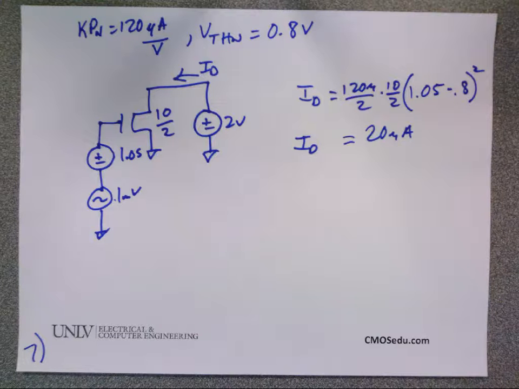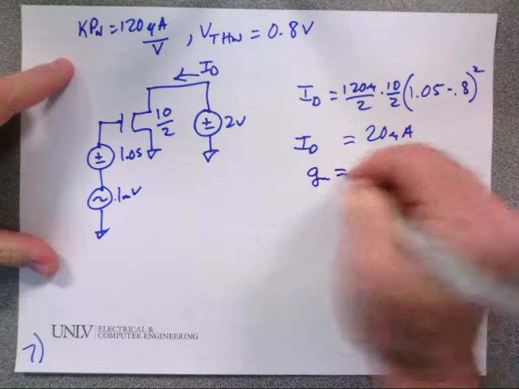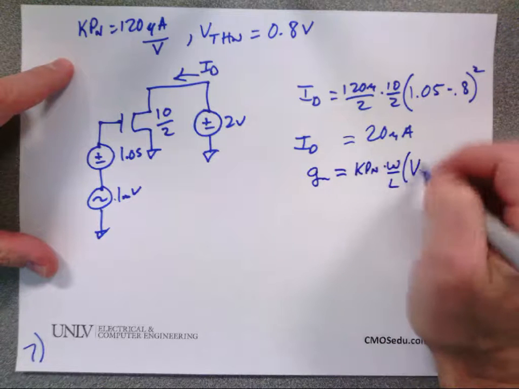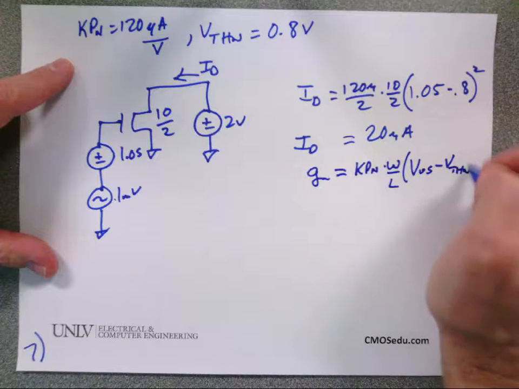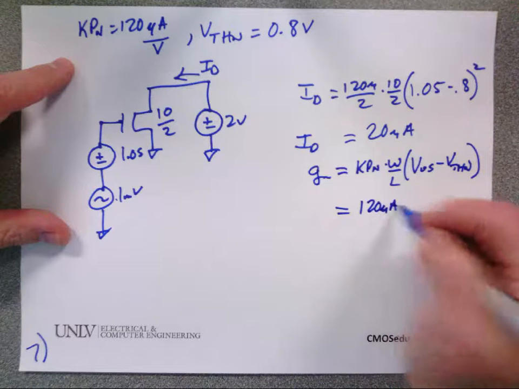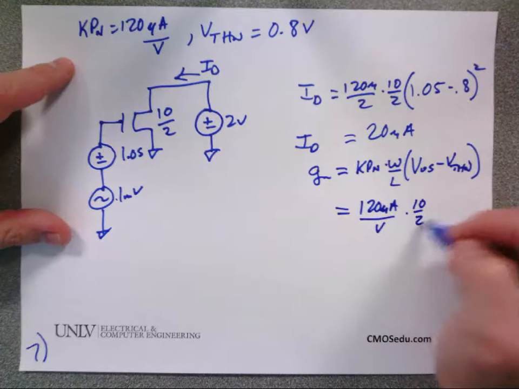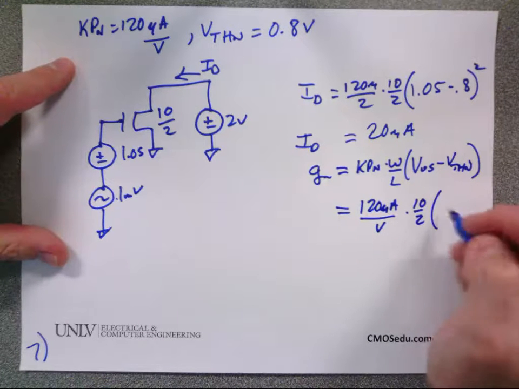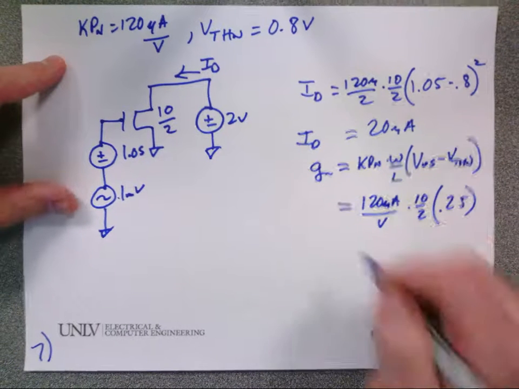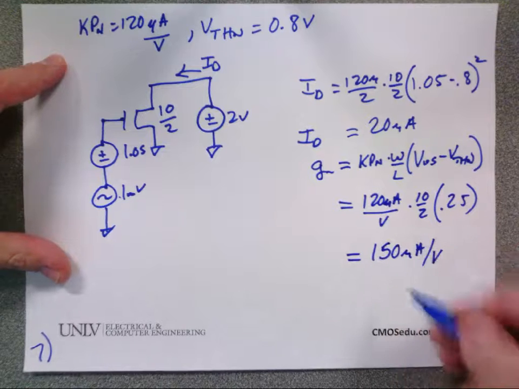So I'm going to go now and write gm. I just derived it. And gm, I'll write the equation, is Kp sub n times W over L times VGS minus V threshold n. And that's equal to 120 microamps per volt times 10 over 2 times 0.25. Is everybody cool with that? And if I calculate that, that's 150 microamps per volt.